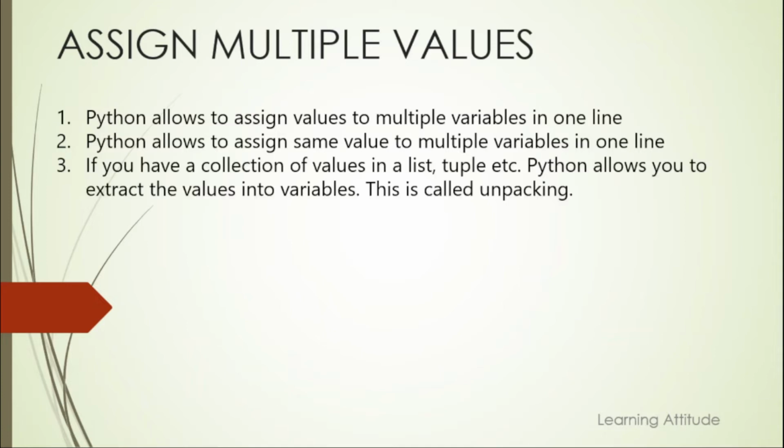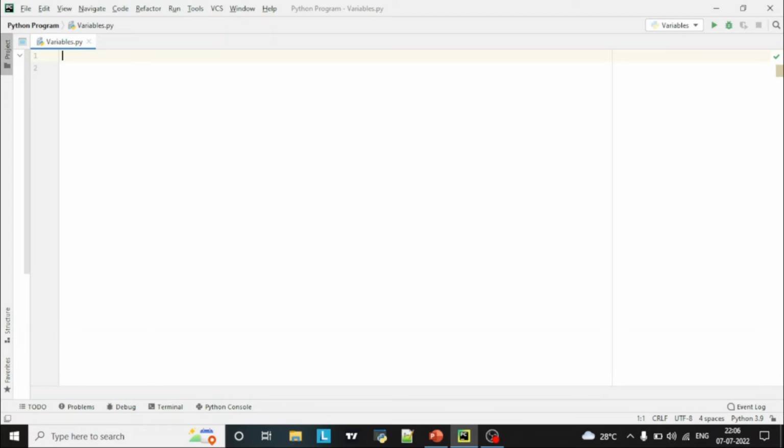If you have a collection of values in a list, tuple, etc., Python allows you to extract the values into variables. This is called unpacking. It means if you have assigned multiple values to a single variable, then by using that variable you can split those values into different variable names. So let's see one example for this, so you will be more clear about it.